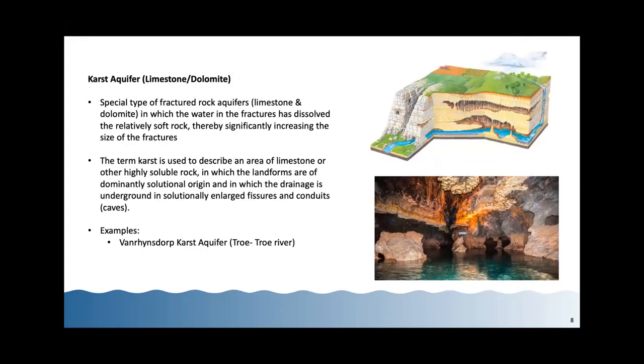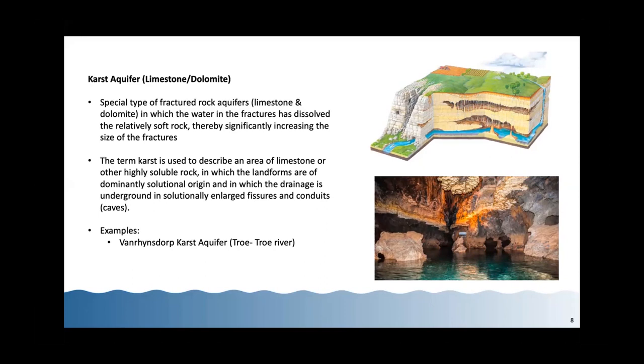Lastly, is karst aquifers or limestone or dolomitic aquifers. It's a special type of fractured rock aquifer in which the water in the fractures has dissolved the relatively soft rock, thereby significantly increasing the size of the fractures. The term karst is used to describe an area of limestone or other highly soluble rock in which the landforms are of dominantly solutional origin and in which the drainage is underground in large fissures and conduits, or we can easily describe that as caves.